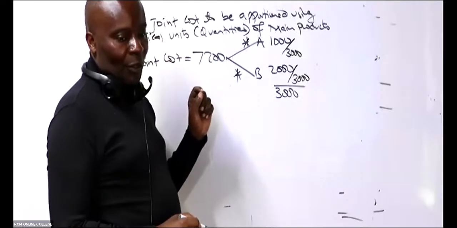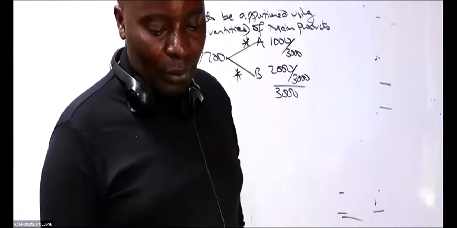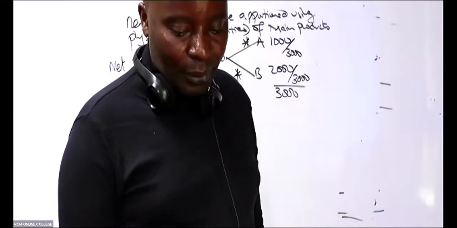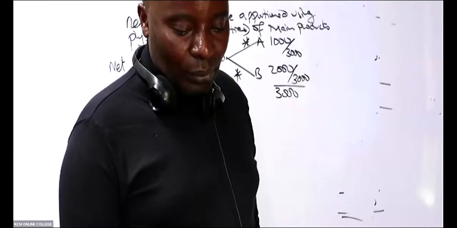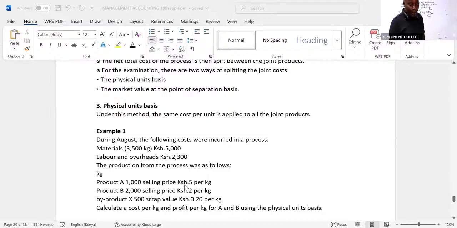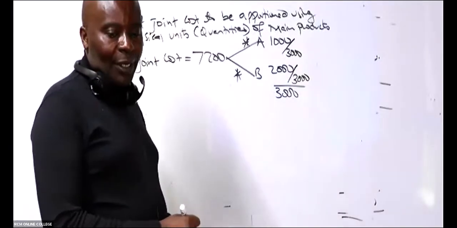Are those selling prices? No, do not use them. It will be biased. You can see here, product A is 1,000; the selling price is the one that is 5 Kenya shillings. All right, so no problem here.